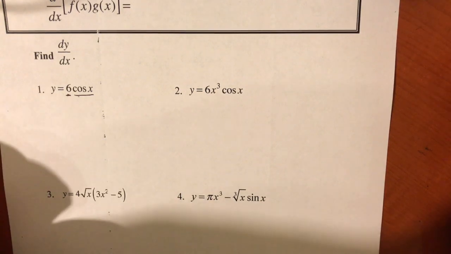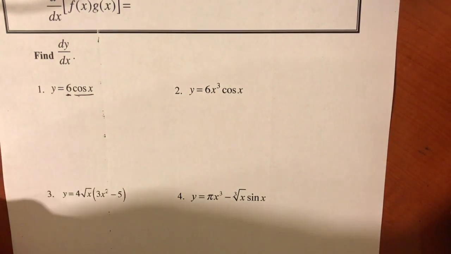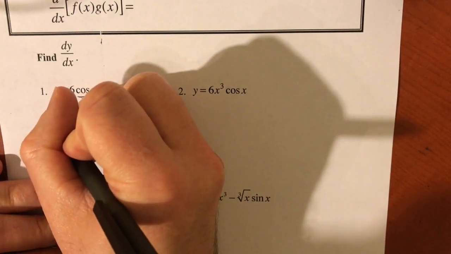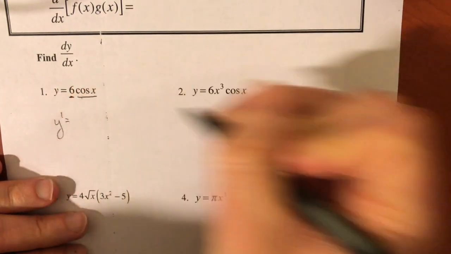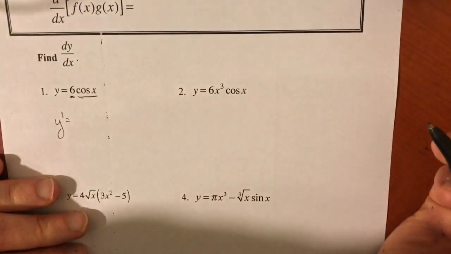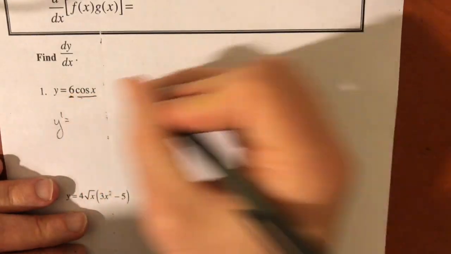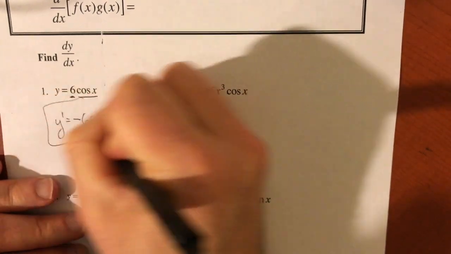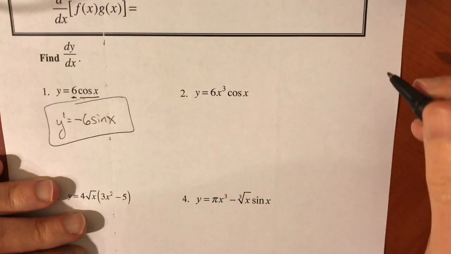So we've been doing this derivative all along. This does not require any special rule. So hey, this should be nice and easy. Y prime or dy dx is equal to 6 times the derivative of cosine, and that would be 6 times negative sine, which will give you negative 6 sine of x. Done. No special rules required.